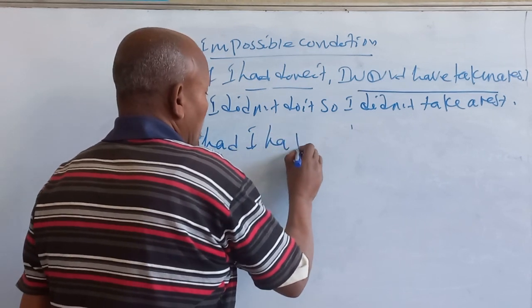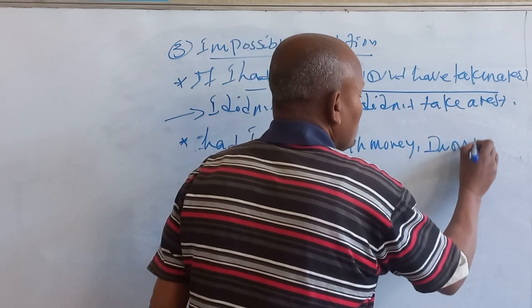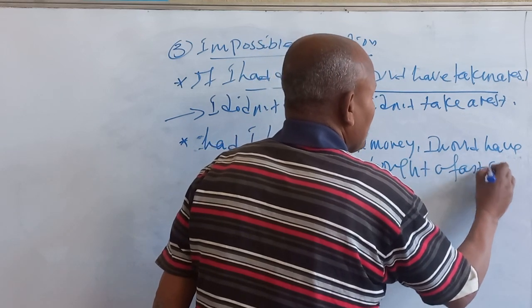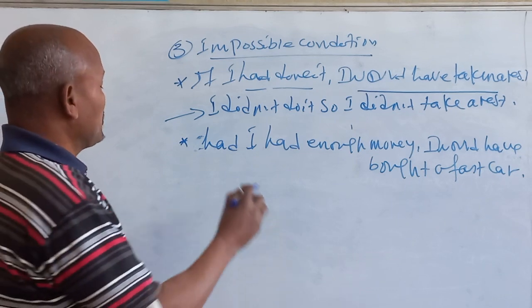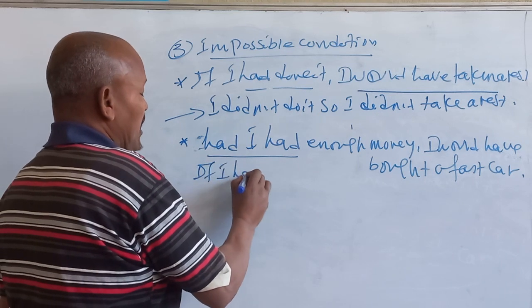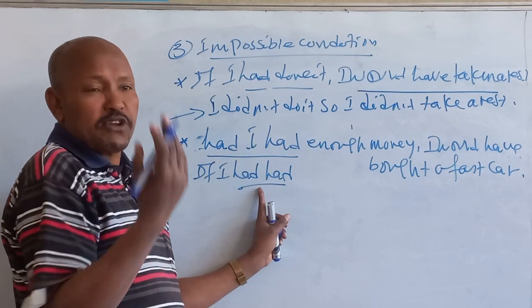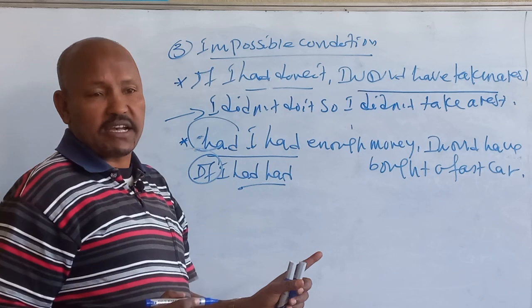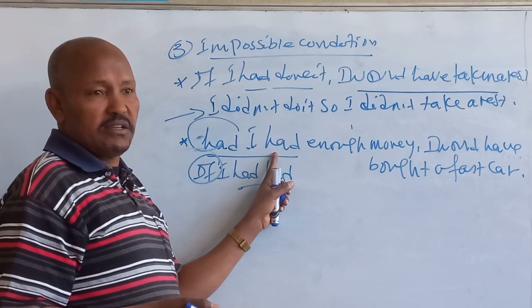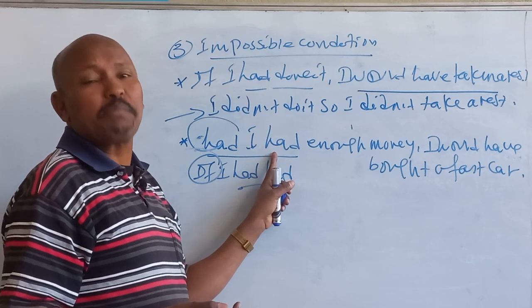Let's see a second example: had I had enough money, I would have bought a fast car. It is the same expression, had I had, which is past perfect. It means if I had. We call this inversion; we drop the if, but the implied meaning is the same. So had I had enough money, I would have bought a fast car. Yes, regretting the past, talking about the past.